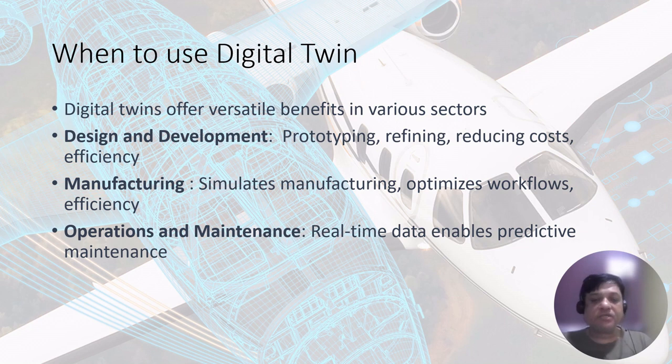Third is operations and maintenance. The real-time data from sensors on physical assets can be used to update the digital twin model, enabling predictive maintenance and minimizing the downtime and reducing the maintenance costs.